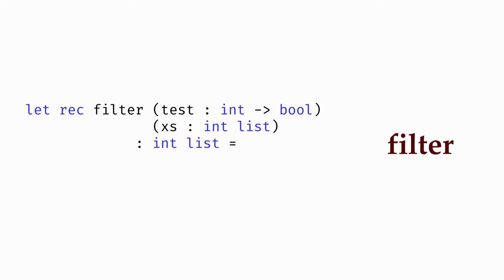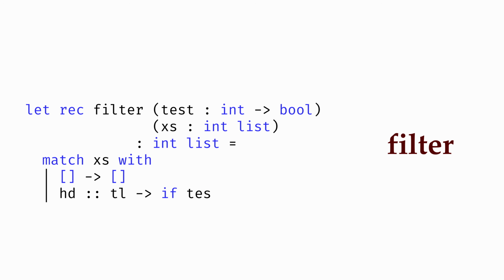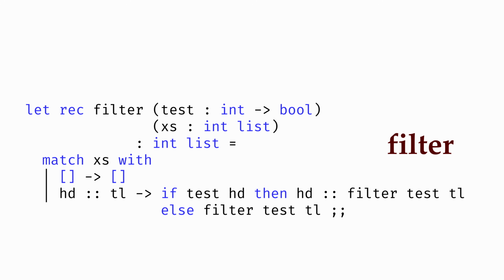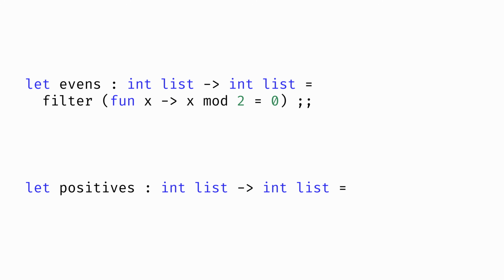To implement the filter function, we can start by matching the list. An empty list returns an empty list. For a list with a head and a tail, we apply our predicate function to the head. If it returns true, we should include the head in the output list, so we cons it on to the result of filtering through the tail. If it returns false, we shouldn't include the head in the output list, so we just return the result of filtering through the tail. This allows for simplified definitions for our functions to filter even numbers or filter positive numbers by avoiding redundancy.